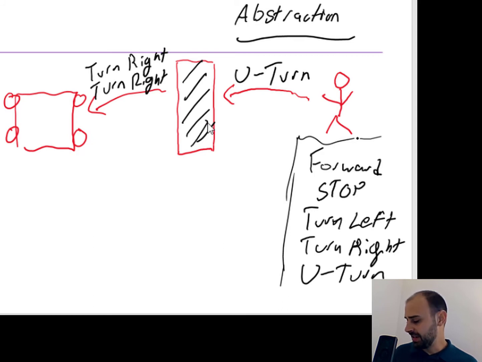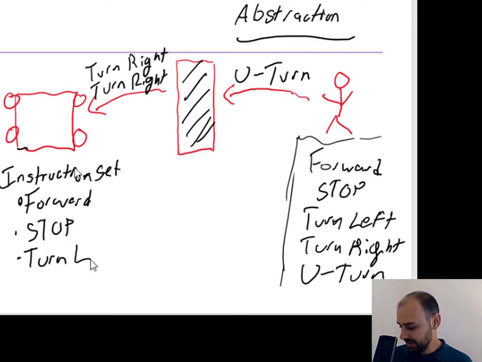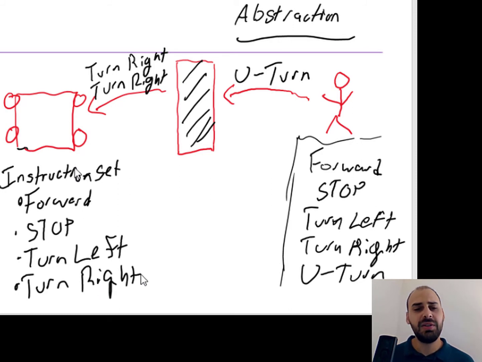And this layer does the work of saying, well, okay, the car only knows about a small number of things. It has a limited instruction set. The car only supports this instruction set of forward, stop, turn left, and turn right. If that's the only thing the car does, right?